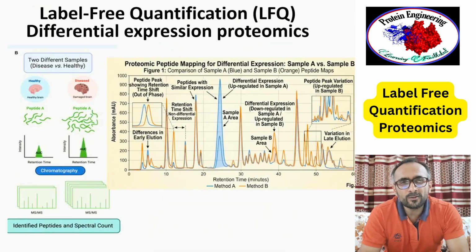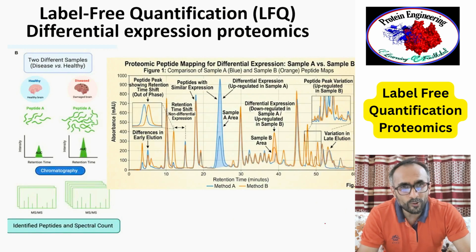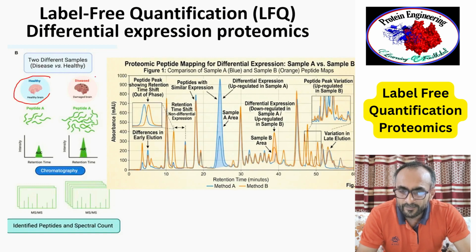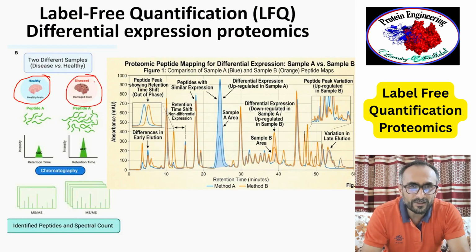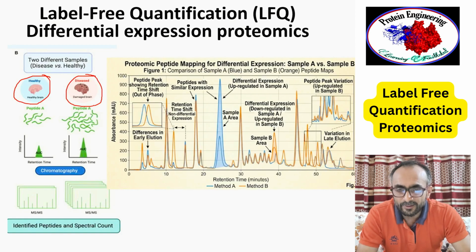Label-free quantification can also be used for differential expression proteomics. That simply means if you have two states of a tissue, for example a normal tissue and a diseased or treated tissue. Likewise here, a healthy brain is taken and a diseased brain is taken. So we want to see the differences in proteins present in both samples, the healthy brain and the diseased brain.